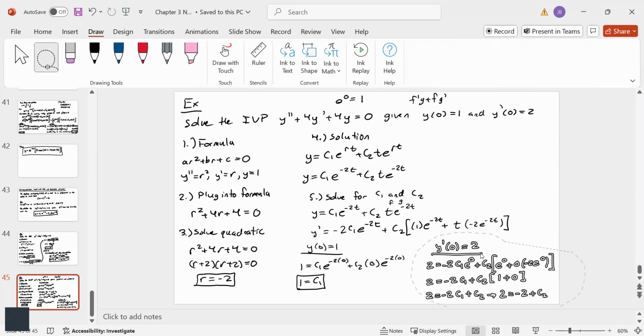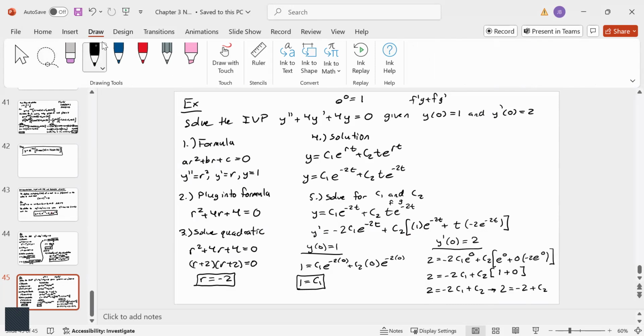Let me give myself just a smidge more space. And so then C2 is equal to 4. And that's my answer. That is the coefficients, and then now my final answer. So set 5 solution, write it right here. And we end up getting y equals e to the negative 2t plus 4 times t e to the negative 2t. And that is how we do an initial value problem. We just plug in the value of t with 0 for each of them.